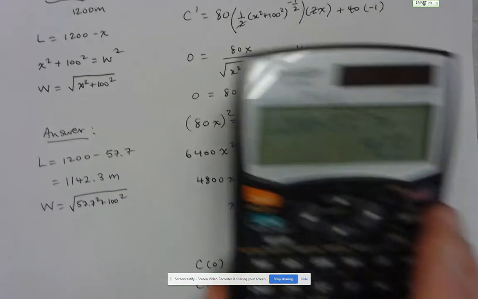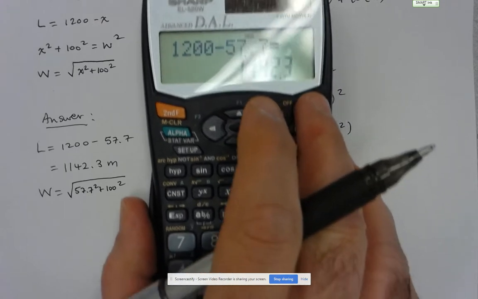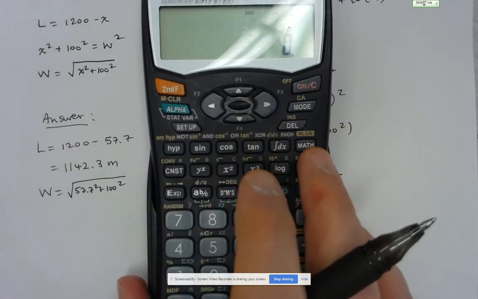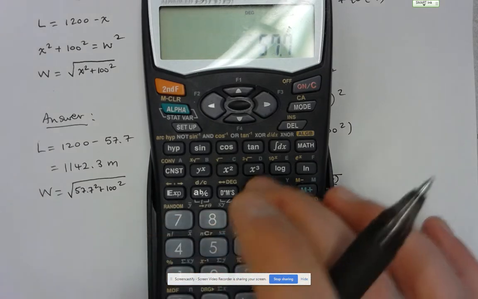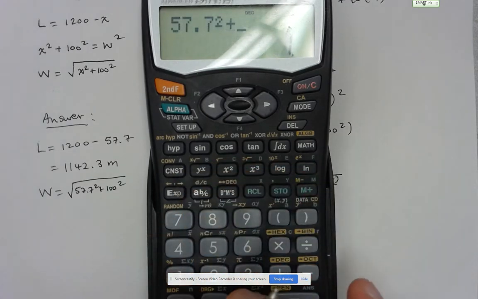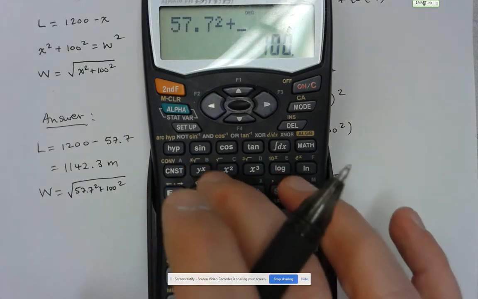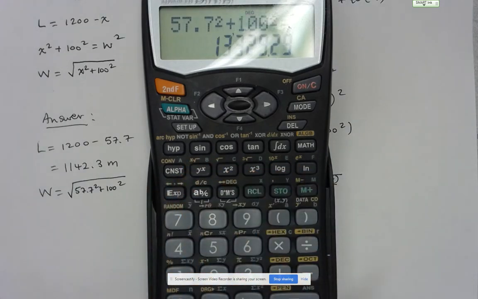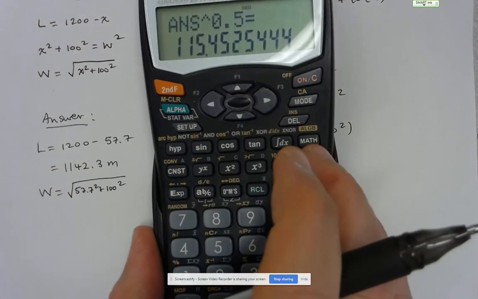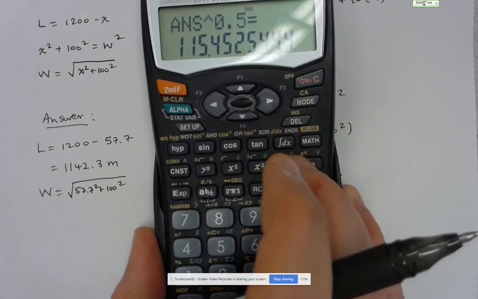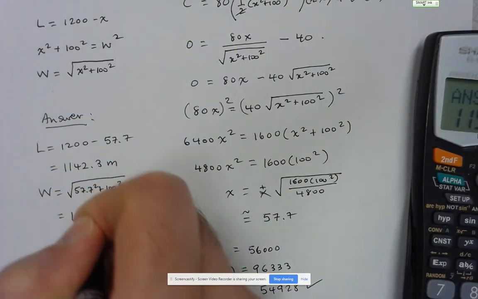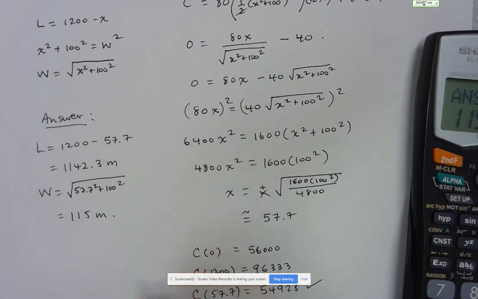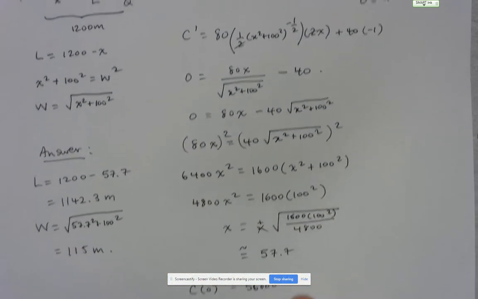Okay, so we're seeing here that most of it is along land with a much smaller portion along the water. So this is going to be 57.7 squared plus 100 squared, and then all to the 0.5, which takes the square root, and that's 115, we'll say 115.5. Okay, and there we have it.